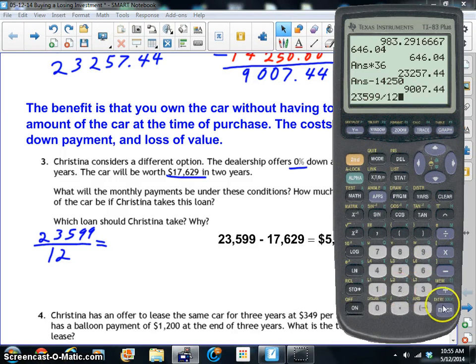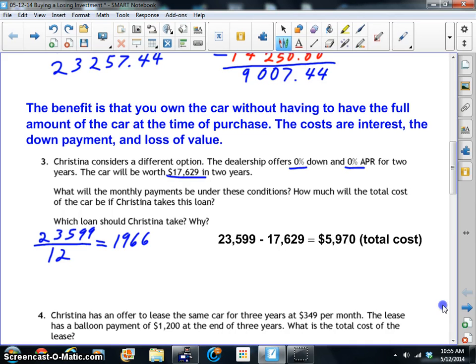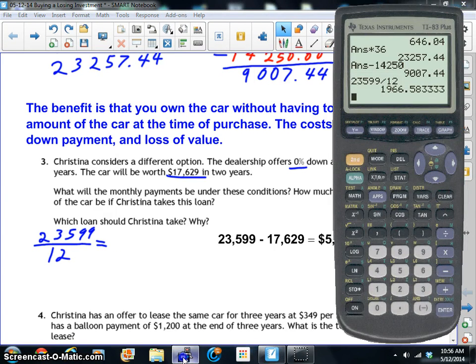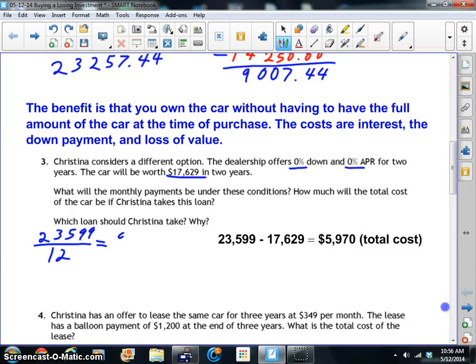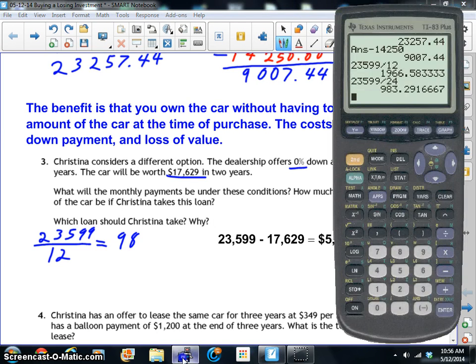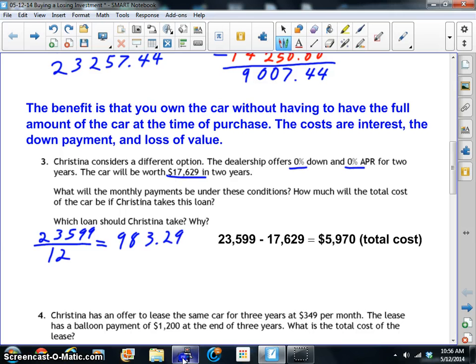Divided by 12, oh wait a minute, it should be 24 because it's for 2 years. So it's 23,599 divided by 24. So it's $983.23. Okay, so that's our monthly payment.